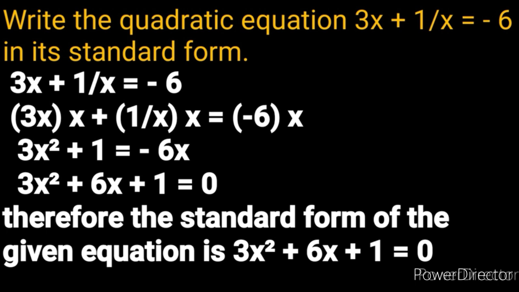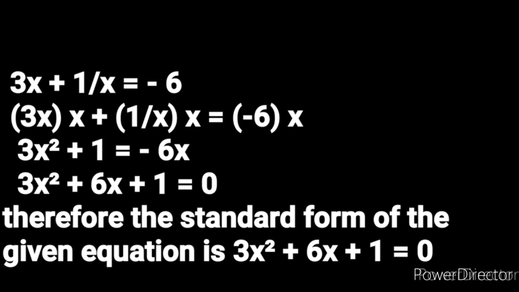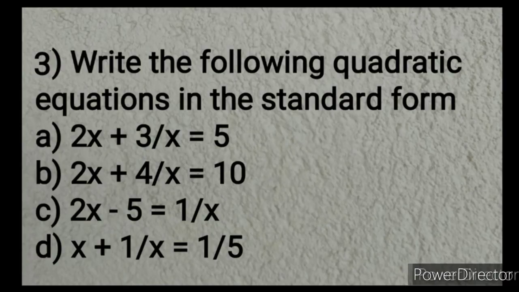So 3x into x will be 3x squared, and 1 upon x multiplied by x, those x will be cancelled, equal to minus 6x, and then we'll bring 6x to the other side so that the equation is written in the order 3x squared plus 6x plus 1 equals 0. So that's the standard form. Please take a screenshot of this as well.